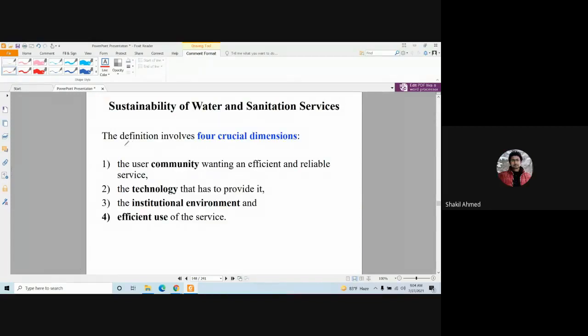Now, the definition involves four crucial dimensions. One is community, then technology, institutional environment, and efficient use. Look, the community, guys.